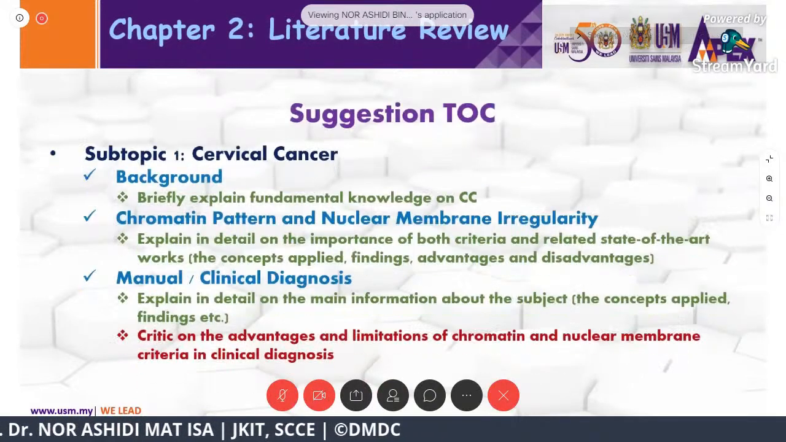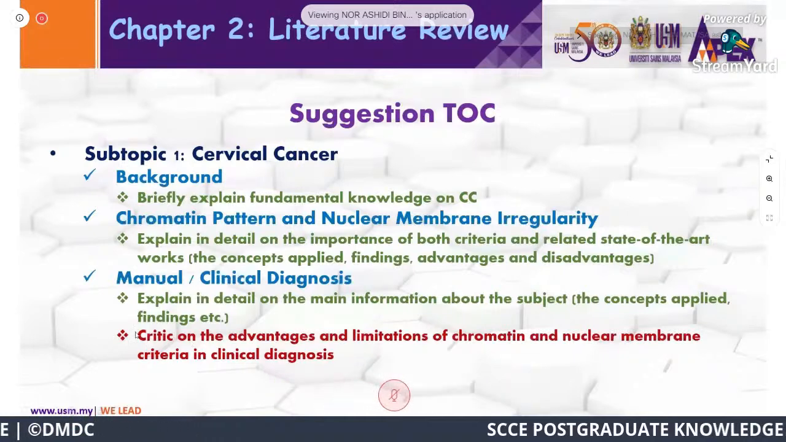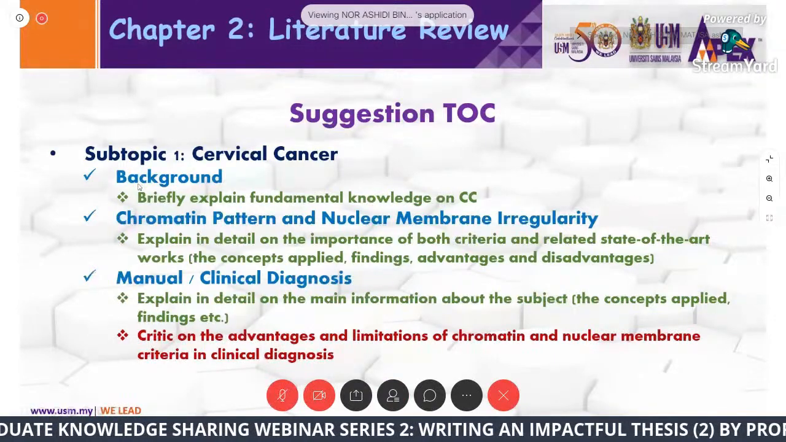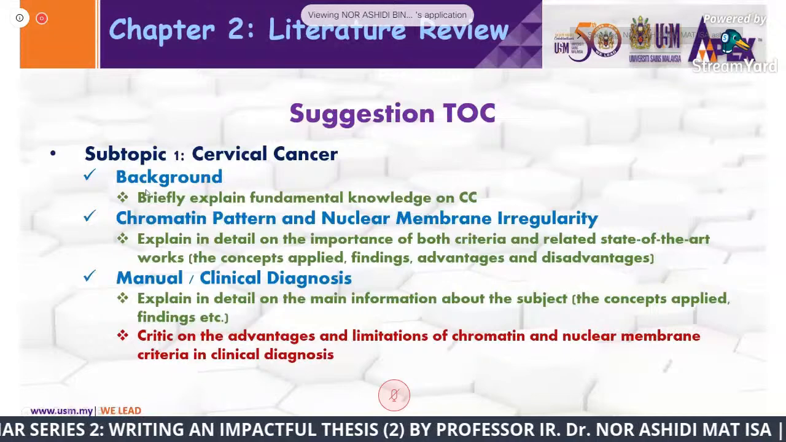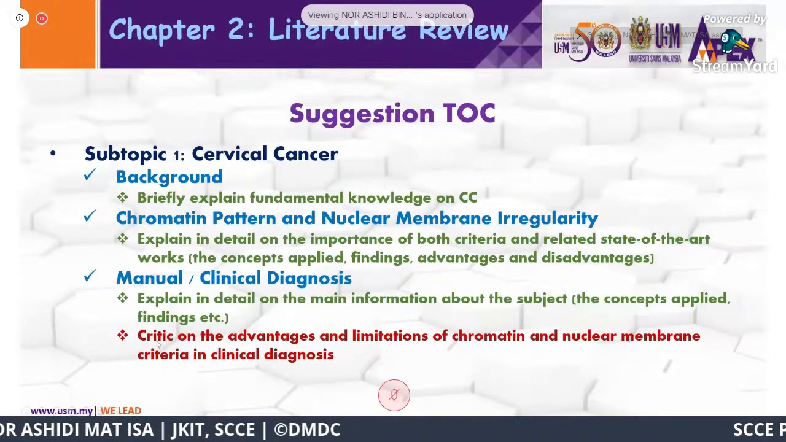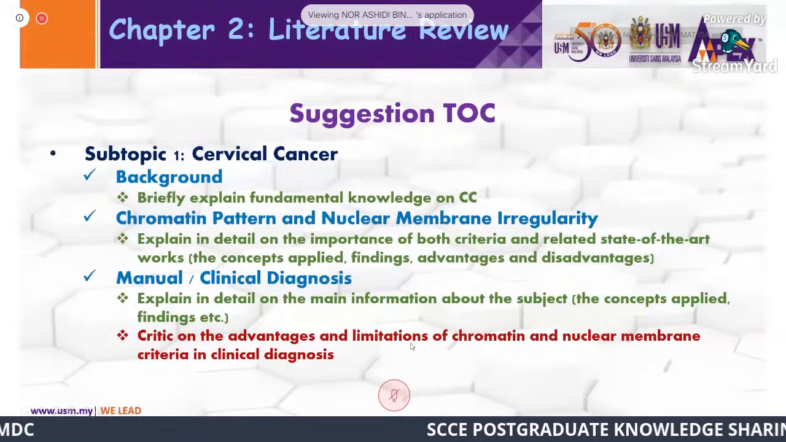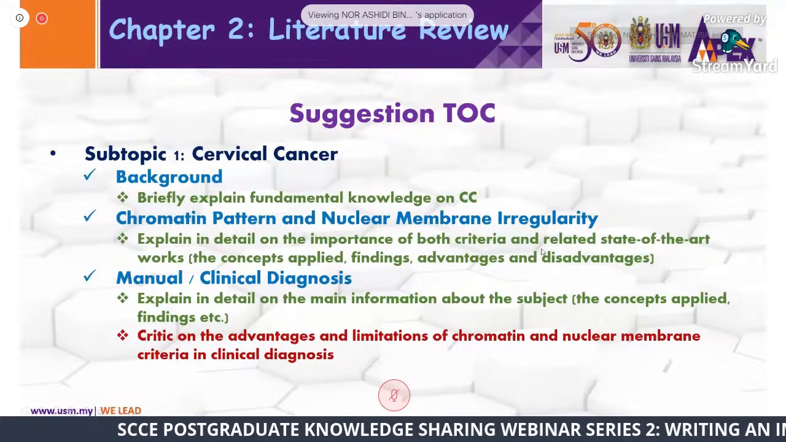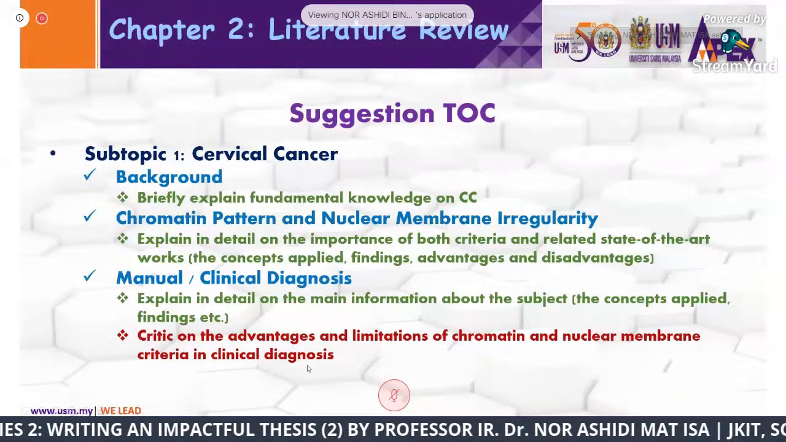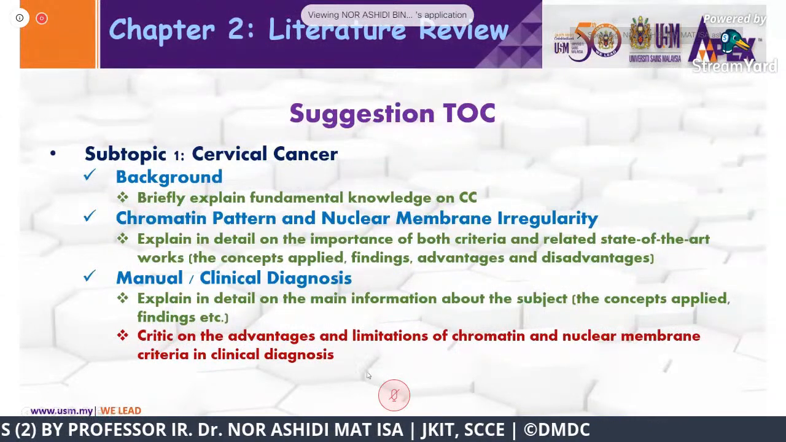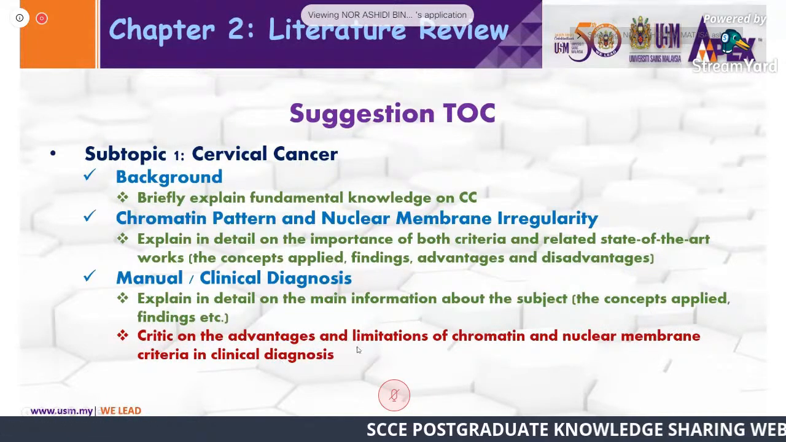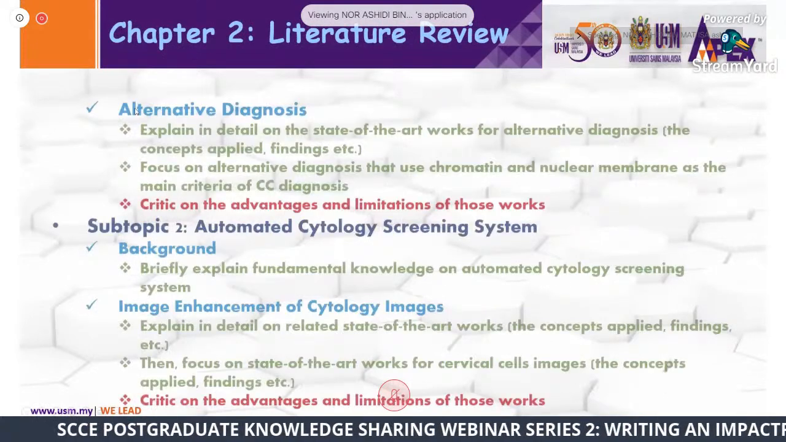Okay, so back to the suggested proof of concept. Now, the red one is your third process, which is the critique. After you identify the topics, and then do the report on the state of the art methods, now you critique all the advantages and limitations. So people use the chromatic pattern and nuclear membrane. What are the problems and advantages of the clinical diagnosis based on the chromatic and nuclear membrane? What is the problem faced by the doctors? You must critique here, because of the limitation, then people move to alternative diagnosis.